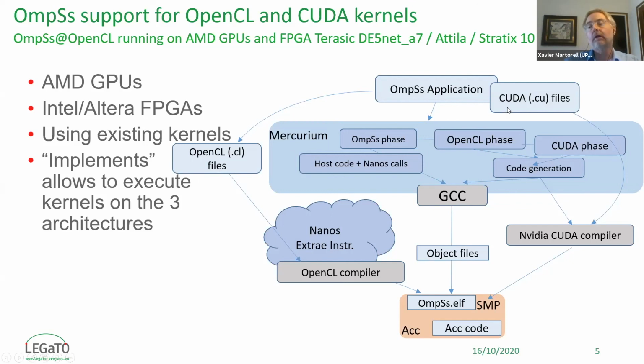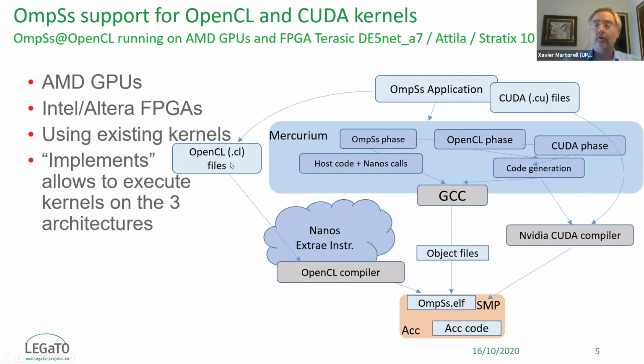The CUDA files, in fact, are provided directly to the NVIDIA compiler, and the object file that is generated from the NVIDIA compiler is linked with the object files that are the host part of the application. The OpenCL files, in fact, are managed differently depending on the target. If the target allows runtime compilation of the CL files, they are provided to the CL compiler at runtime.